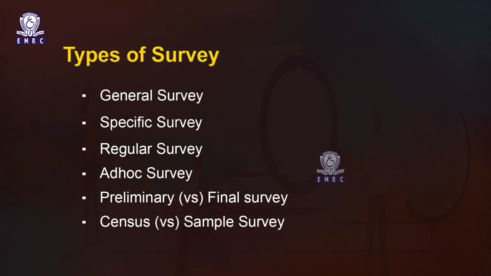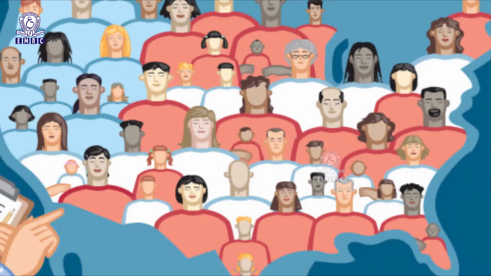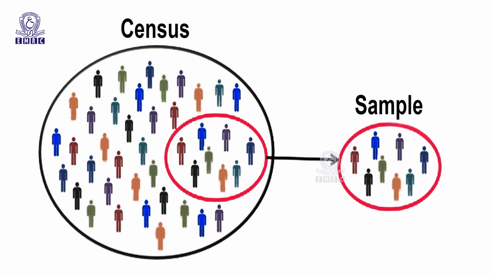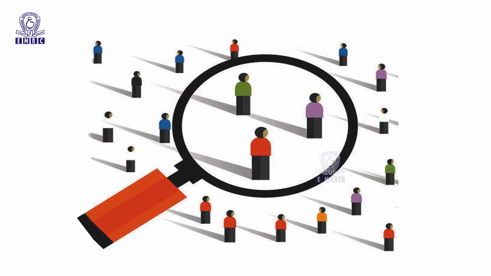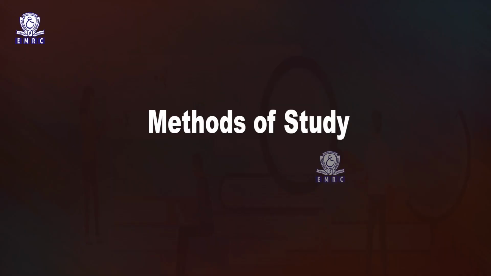Census versus a sample survey. A census survey collects data from all the members of the population for several issues. A sample survey collects data from a few samples of the population, which can be either general or specific. A sample survey saves time and money in comparison to the census survey if and only if the samples truly represent the population. Now, the methods of study.